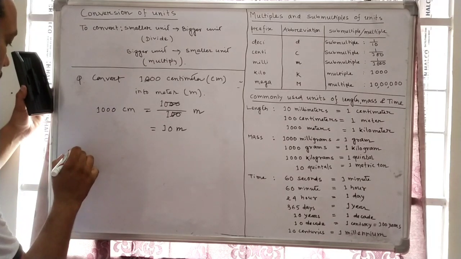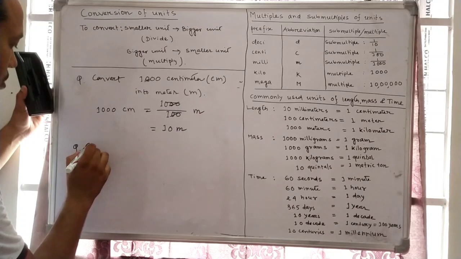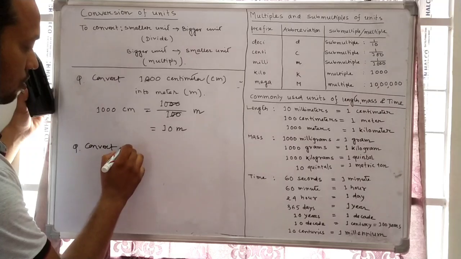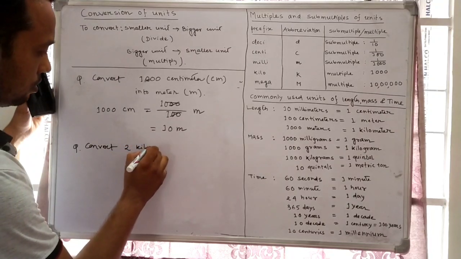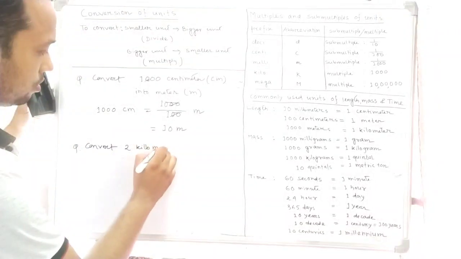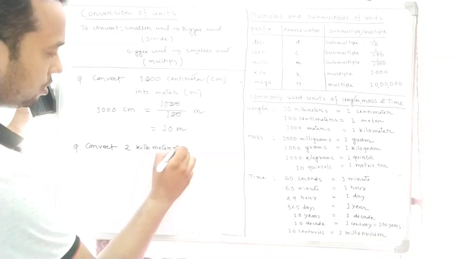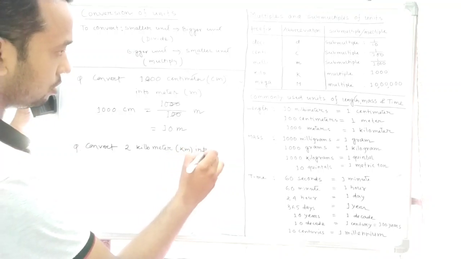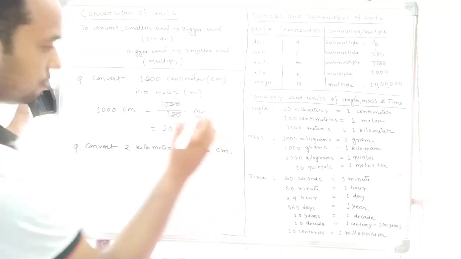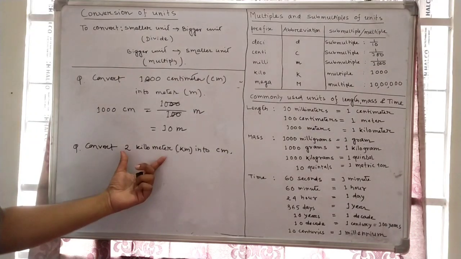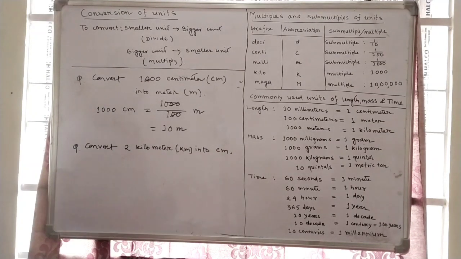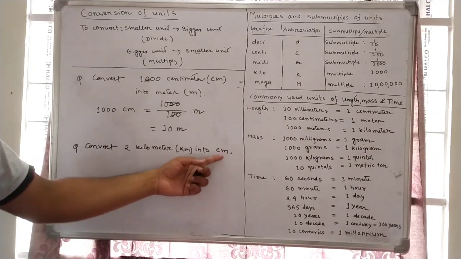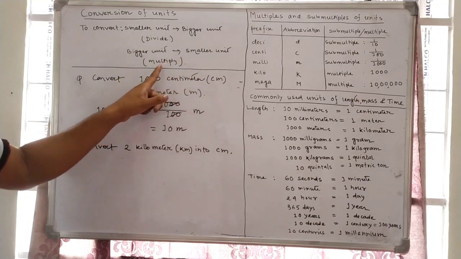So next, convert 2 kilometer. Kilometer can be written as km, into centimeter. Okay. We have to convert 2 kilometer into centimeter. So kilometer is obviously a bigger unit and centimeter is a smaller unit. To convert a value from bigger to smaller unit, we have to multiply.